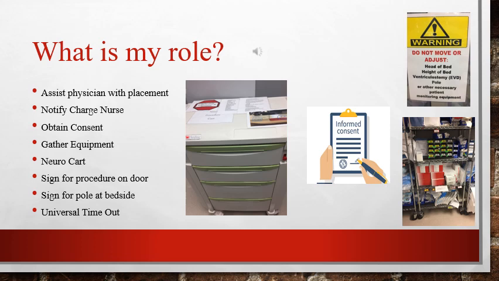You need to go gather your equipment. And here at North Florida, we have a neuro cart, an emergency cart that has everything in it that you need. So go grab that. You're going to need to make sure you've got a sign for your pole. You need to make sure you have a sign for the door because this is a sterile procedure. And you want a pole at the bedside, so you can put your sign on there for your warning, don't adjust the head of the bed. And you need to make sure you have your universal timeout ready to go. And just in case, know where your extra supplies are in the clean utility room if you don't have something in that cart.